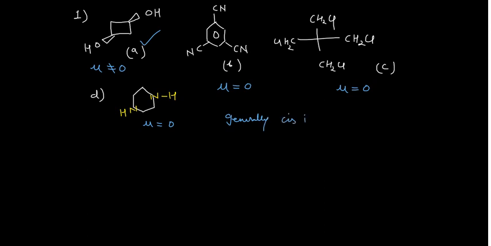cis isomers have dipole moment, while trans isomers generally don't. But it is not always true; there are several examples in which we have trans isomers that also have a dipole moment, but it will be only in a few species. So why is this cyanide having zero dipole moment?